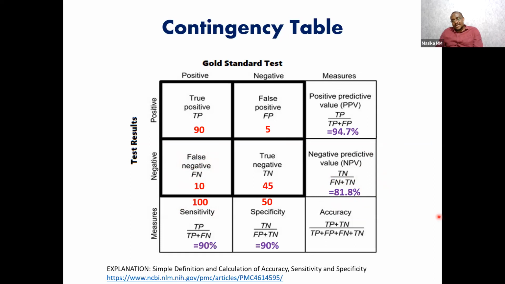Now, the final measure is accuracy. The accuracy is looking at, out of all the 150, how many were correctly categorized. The ones that are correctly categorized are the true positives and the true negatives. So you get the true positives plus the true negatives, that's 135, over the total number tested, which is 150. And that gives you 90%. So 135 over 150 is 90%. So the accuracy of this test is 90%.